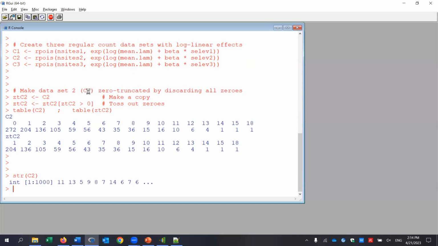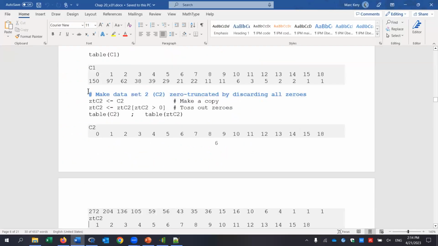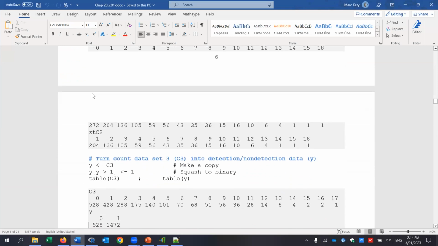The result is that I no longer have 1,000 values of these zero truncated counts, because I've lost the zeros. I'm only left with a data set of 720. Not important for the analysis, but maybe good for you to understand how things work. And then for the third data set, I just squash them into binary. Every count which is greater than 1 will be overwritten with a 1.